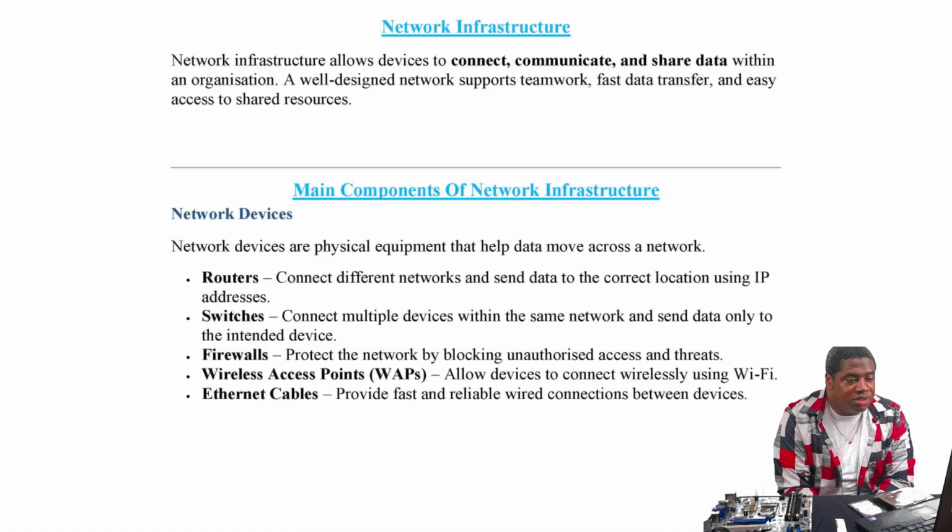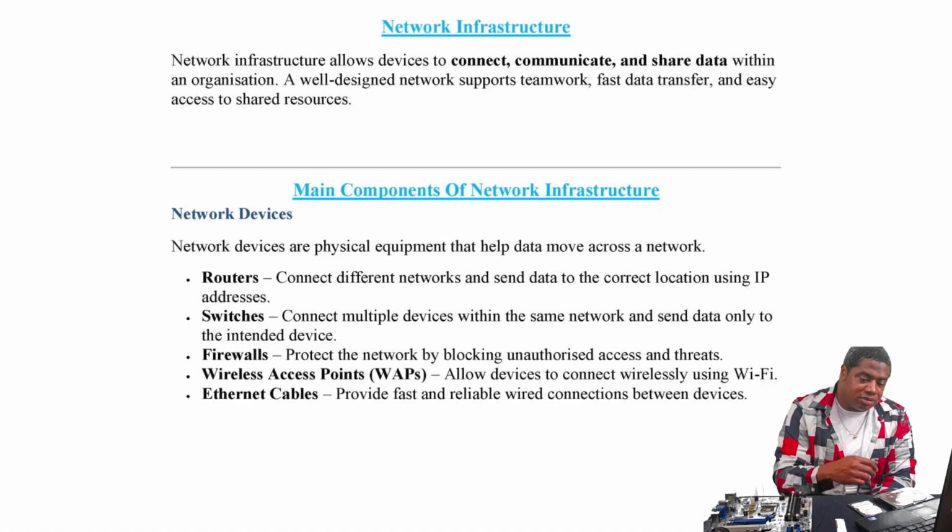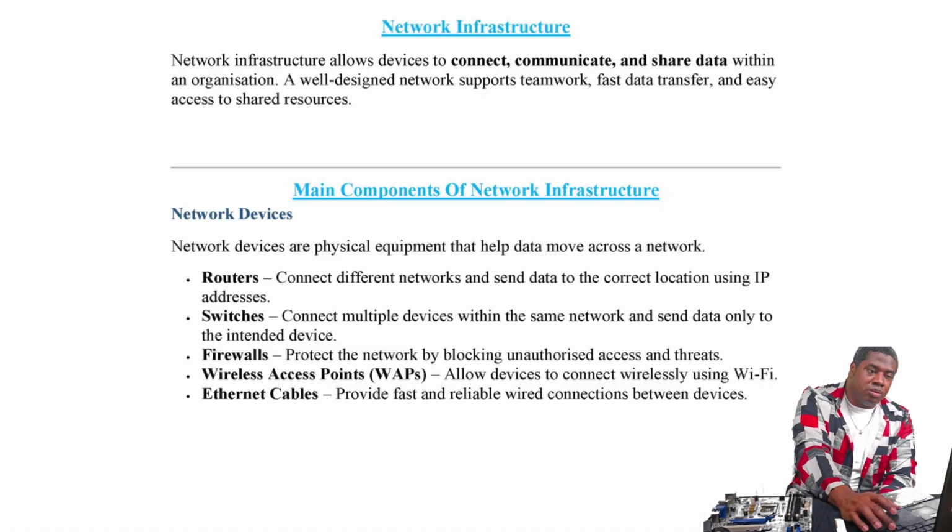Switches connect multiple devices within the same network and send data only to the intended device. Firewalls protect the network by blocking unauthorized access and threats. Wireless access point allows devices to connect wirelessly using Wi-Fi. Ethernet cables provide fast and reliable wired connections between devices, which is a landline.